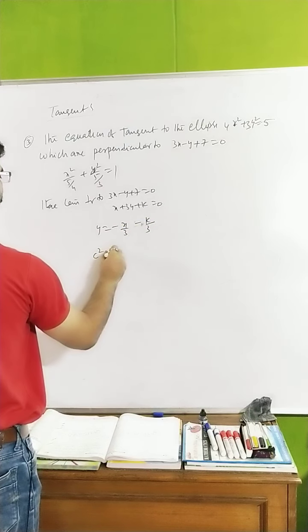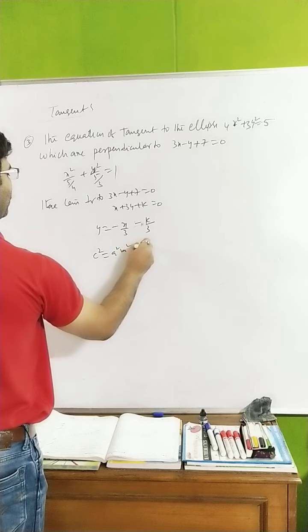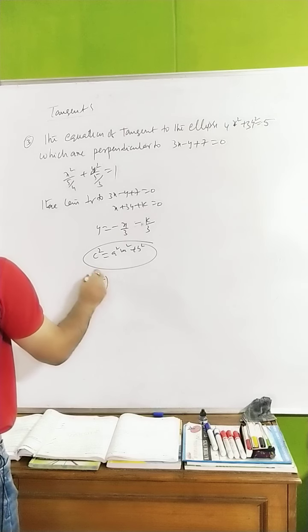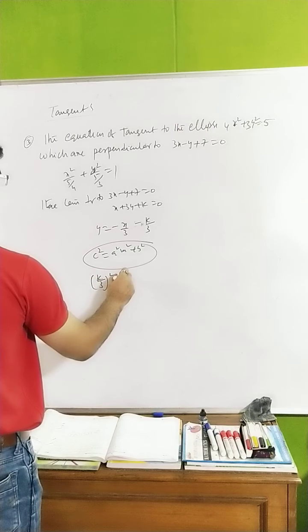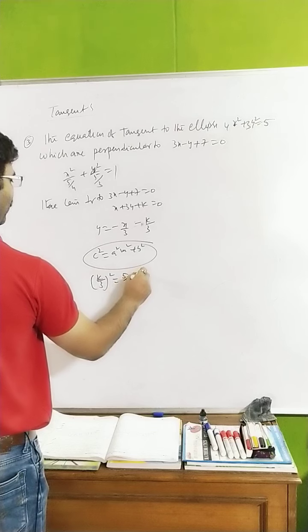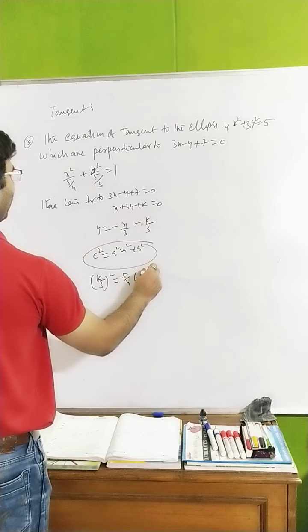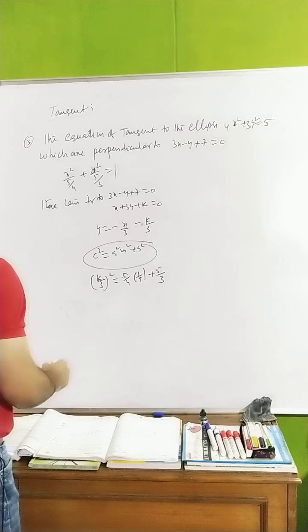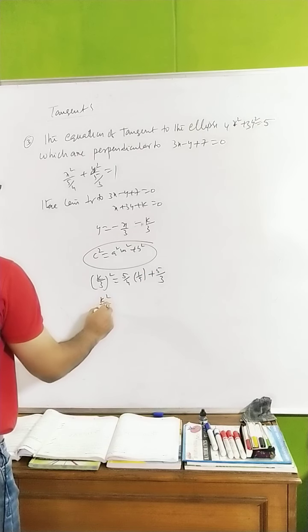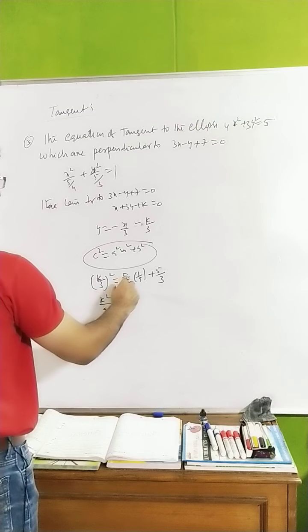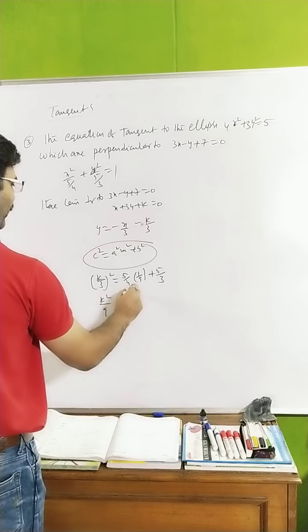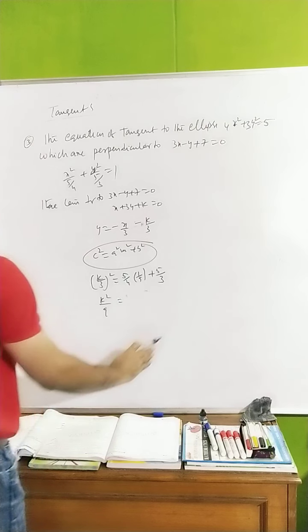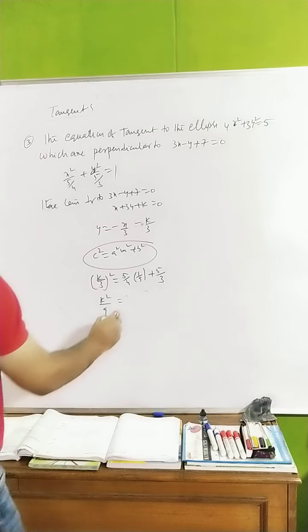You know very well the condition c squared is equal to a squared m squared plus b squared. So c squared means here k by 3 whole squared is equal to a squared 5 by 4, m squared 1 by 9, and b squared means here 5 by 3 in this case. So now k squared by 9, after taking the LCM, which here we are getting as 36 in this case.